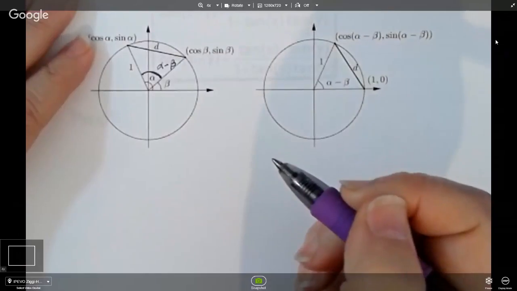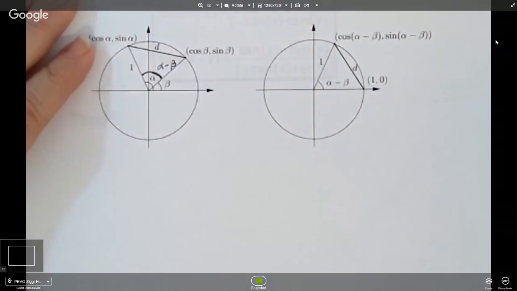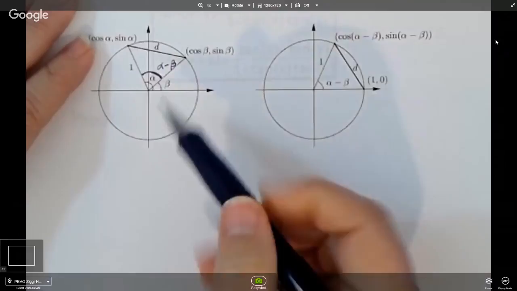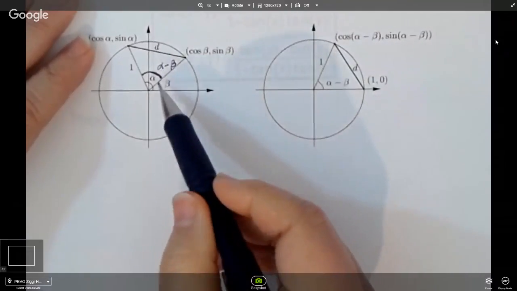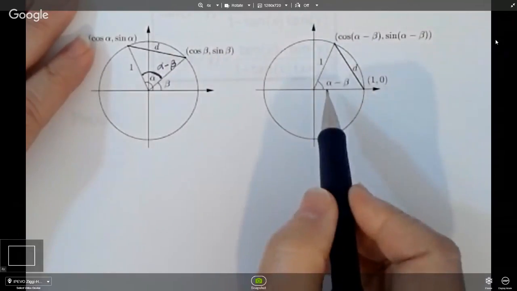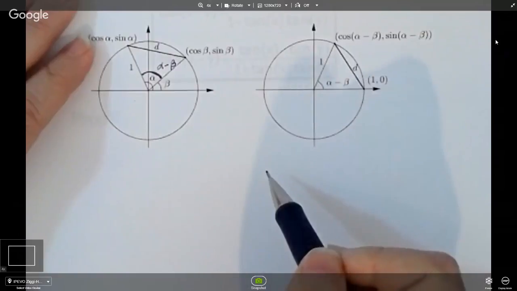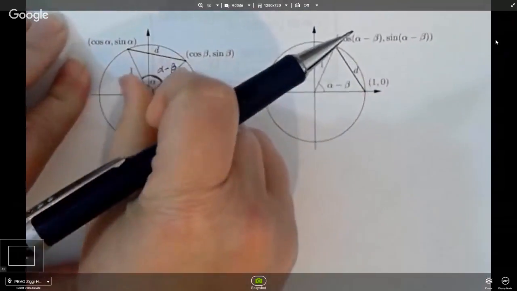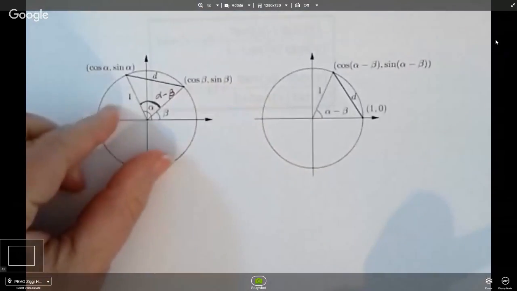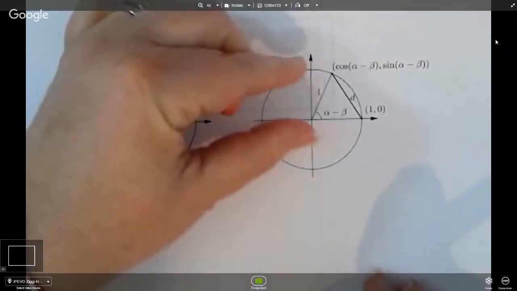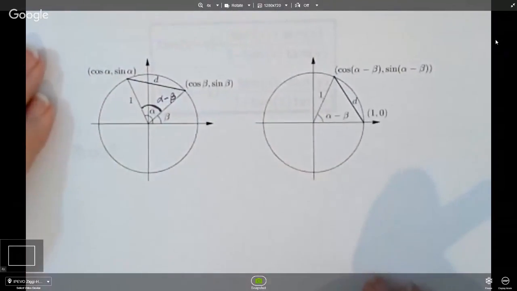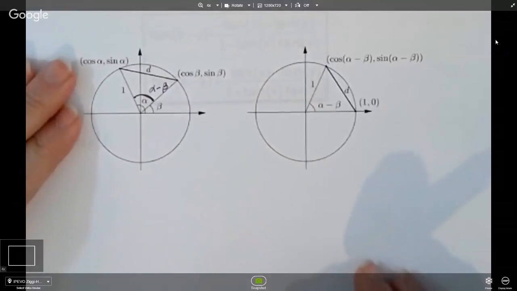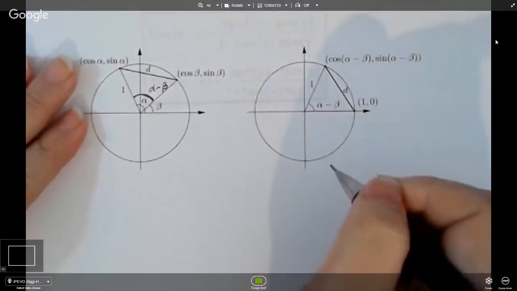Okay, now knowing that that's alpha minus beta, I'm going to take this angle, alpha minus beta, and rotate it and put it in standard position. And here it is in standard position. So all we've done is taken this angle and rotated it into standard position. So there you have it. That's alpha minus beta.